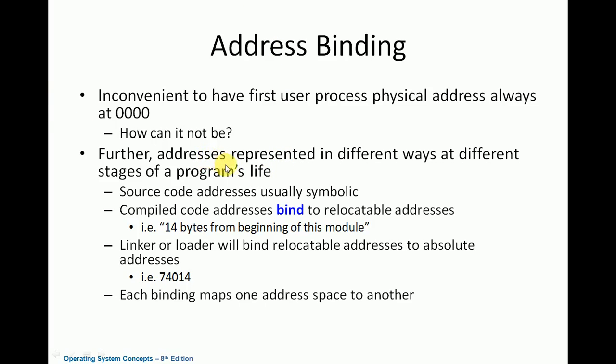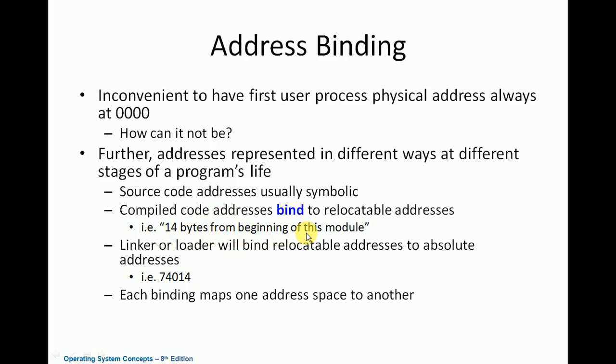And another point, addresses are represented in different ways at different stages of the program life. Source code addresses are usually symbolic, like count. For example, count is a variable and its address is basically symbolic. Count is a symbolic name. And compiled code addresses bind to relocatable addresses. So that is what I discussed. Whatever compiled code will have, it will have the starting address of 000 and it must be relocated. So those addresses bind to relocatable addresses, for example, 14 bytes from the beginning of this module.